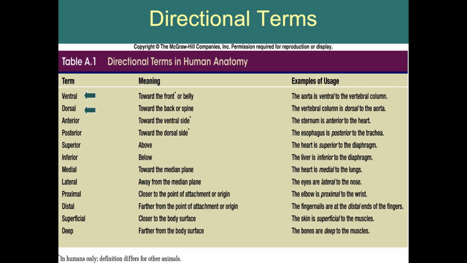Medial and lateral, I'll just jump back here really quick. Medial is down the center line or towards the median plane, and so our heart is medial to the lungs, and lateral is off to the side. So our eyes are lateral to the nose, or our ears are lateral to the eyes. And then last, superficial and deep. So we're talking about our body surface. So our skin is very superficial, our muscles are deep, but our bones are even deeper.